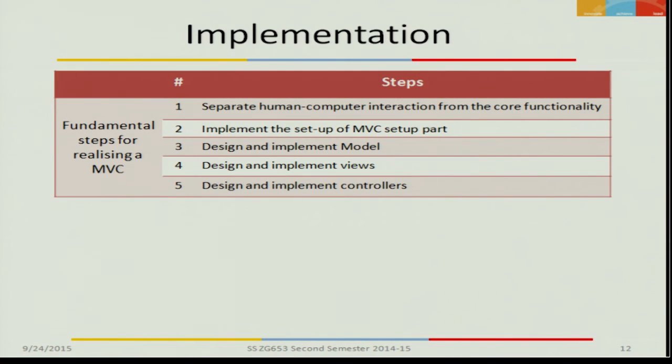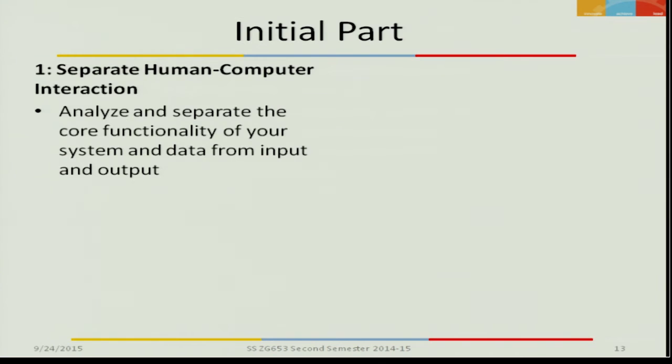Then set up the MVC, then create model, create view, create controller. 5 steps. So in the initial part, a separation of human computer interaction, this needs to be done by the architect by looking at the requirement, analyze the requirement, analyze the core functionality, and then there is no automated process. One needs to really read that requirement and then separate the core functionality.